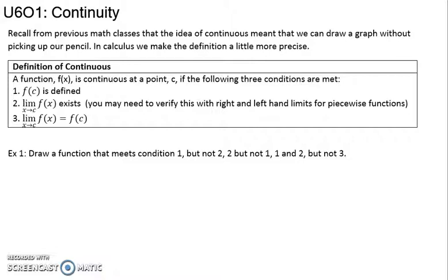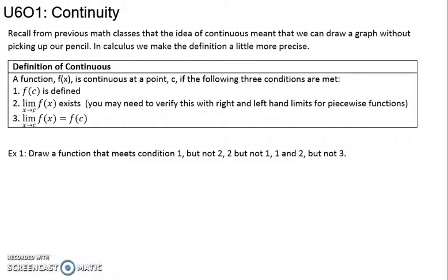The limit as x approaches C of f of x has to exist. So if your limit doesn't exist, then your function is not going to be continuous. Now, if we're given a piecewise function, we might have to verify this with left and right hand limits, and we'll see an example of that in a minute. And then the third thing that has to happen is not only does the limit as x approaches C have to exist, but it has to equal what f of C equals.